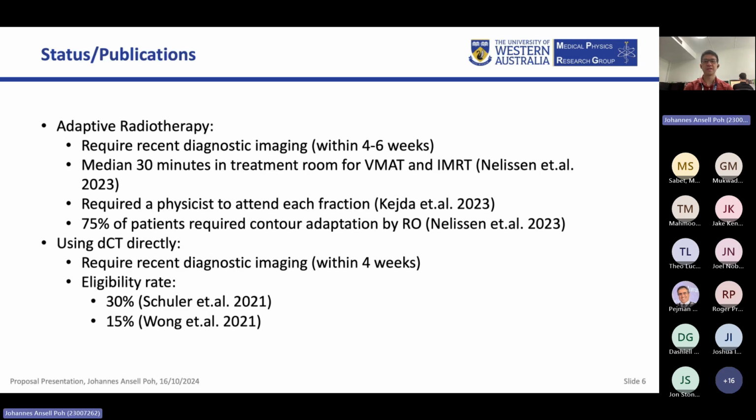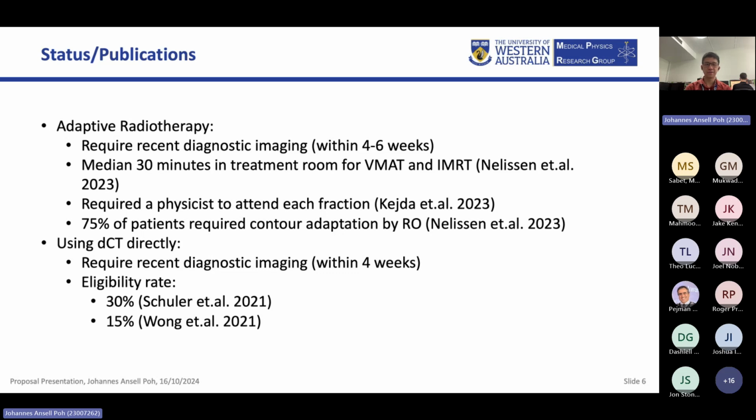In the context of simulation-free radiotherapy, there are a few different approaches. The first approach is adaptive radiotherapy, which is using diagnostic images to create the treatment plan. When the patient comes in for the treatment, the treatment plan is adapted based on the CBCT taken on the day of the treatment. This usually requires recent diagnostic imaging, usually within 4 to 6 weeks.